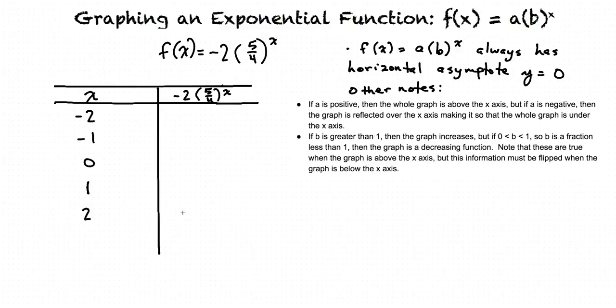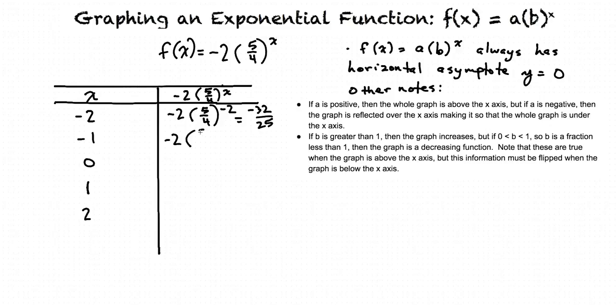Let's make a table. Here's our table with our x values on the left, negative 2, negative 1, 0, 1, and 2. And on the right, our value for f after we plug in x in the equation. So let's start with our first value. Negative 2 times 5 over 4 to the negative 2 equals negative 32 over 25. Because 5 over 4 to the negative 2 equals 16 over 25. We multiply that by negative 2, we get negative 32 over 25.